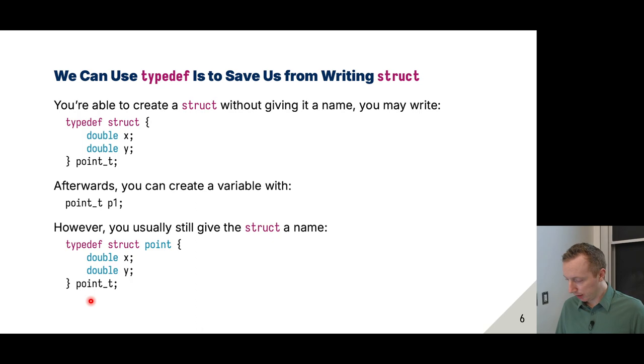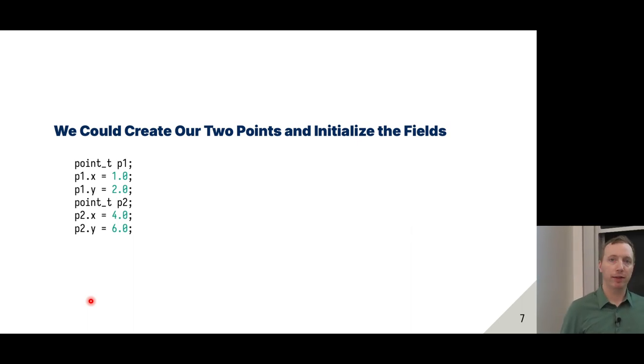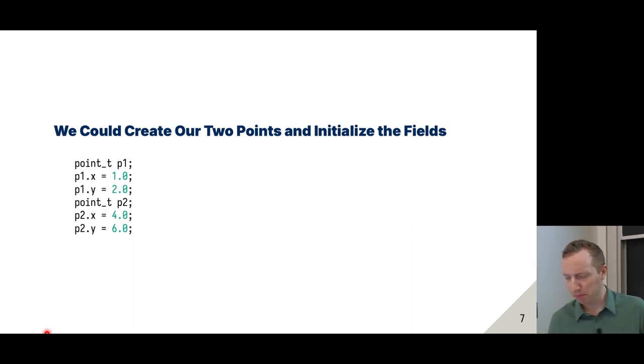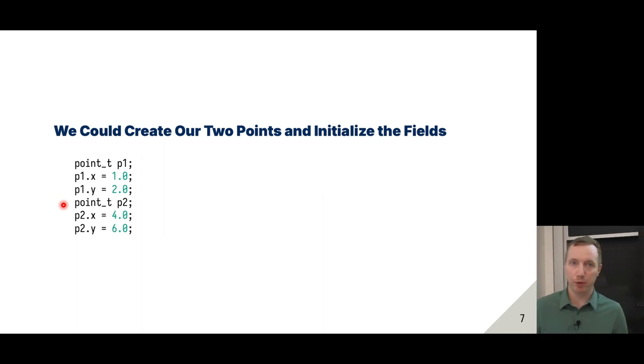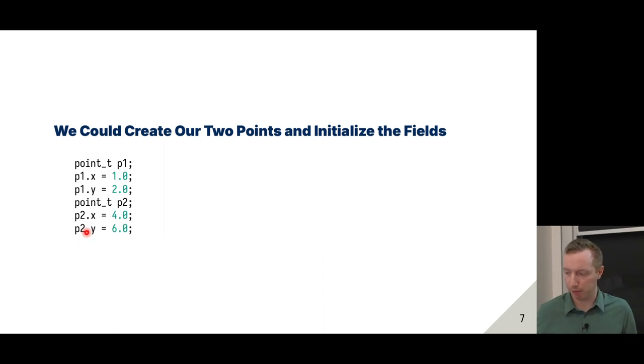So if I wanted to create our 2 points and initialize the fields, I could do something like this instead, which seems like I kind of logically grouped them here, but seems like a lot of work here. So I could create a point_t called p1, and then do p1.x equals 1, p1.y equals 2, create another point, I'll call it p2 because I have original ideas, and then set p2.x equal to 4, p2.y equal to 6, and that does essentially what I had before, right?